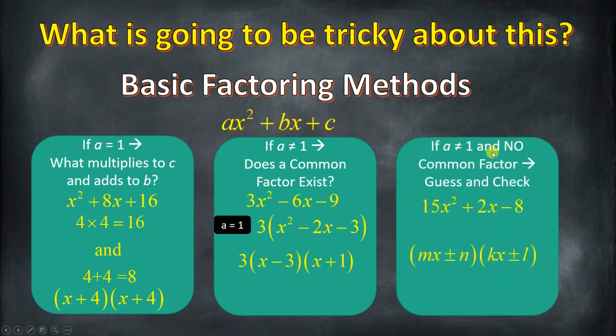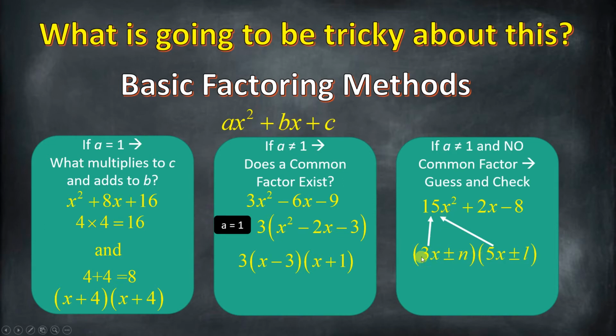Now, here's the more tricky situation. If a is not 1, and there's not a common factor, the best way, I believe, is guess and check. Now, if you have another method you like to do first, or instead, you're more than welcome to do that. A common one is taking the product of 15 and 8 and then factoring it and seeing which factors add up to 2. I think that's a ton of work, and I think this is much easier, guess and check. So let's talk about how guess and check works, right? So what you're going to do is guess what two numbers multiply to 15. It could be 3 and 5.